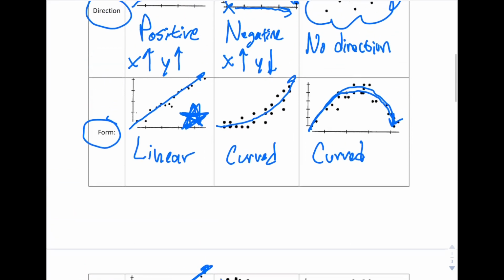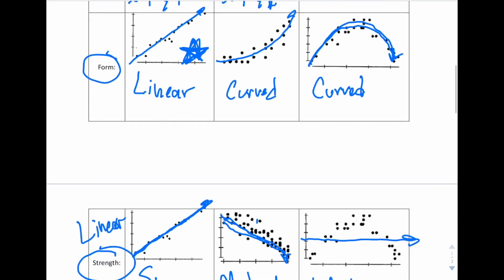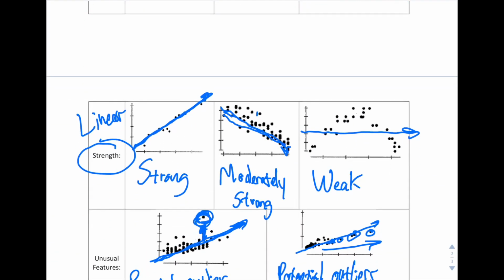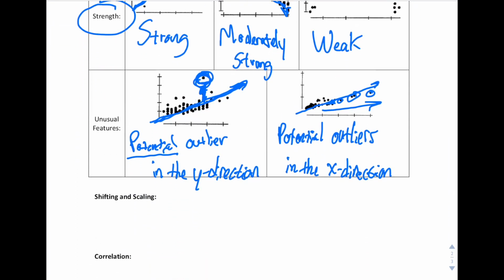So when describing associations, describing scatter plots, we look at direction, form, and then strength. Remember, when we're talking about strength, we're talking specifically about straight lines, not curved lines. And describe any unusual features, aka outliers.